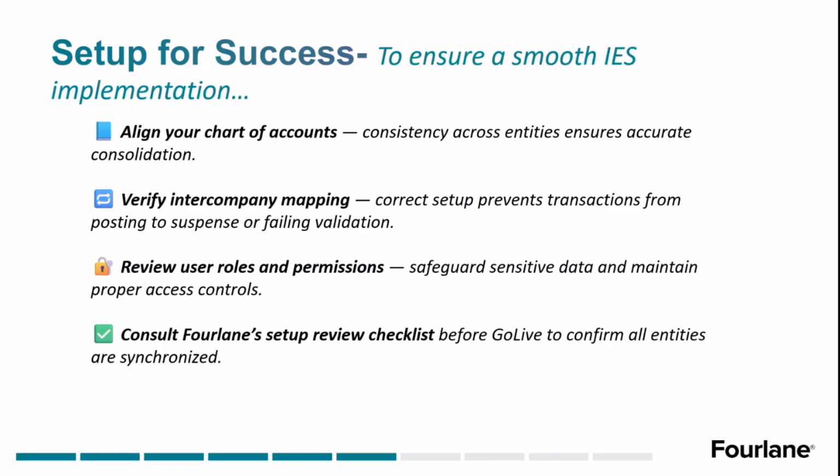The third area is permissions and roles. These are role-based in IES, which gives you great control, but it's important to make sure users only have access to the entities they actually work in. That keeps your data clean and compliant. Finally, we use Fourlane's internal setup checklist to make sure all entities are configured consistently before go live. That includes accounts, mappings, and user roles, everything needed for a stable environment. Getting these right up front means your automation and reporting will perform flawlessly once you're live.